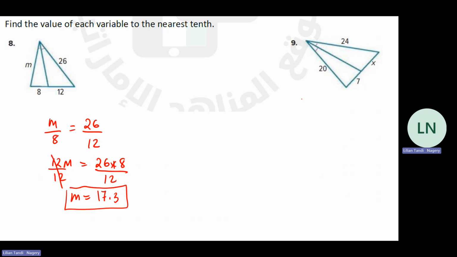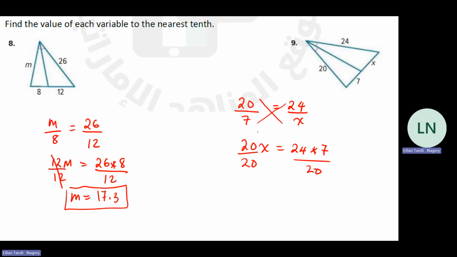What's your answer? So here we can write 20 over 7 equals 24 over X. Then we do the butterfly method. So 20X equals 24 times 7. Divide by 20, divide by 20. So 24 times 7 divided by 20 equals 8 and 4/10. X equals 8 and 4/10.